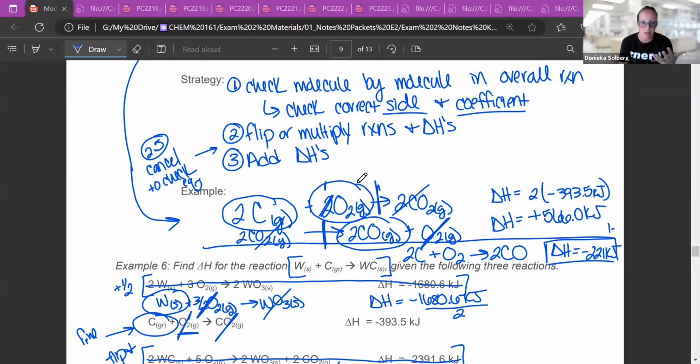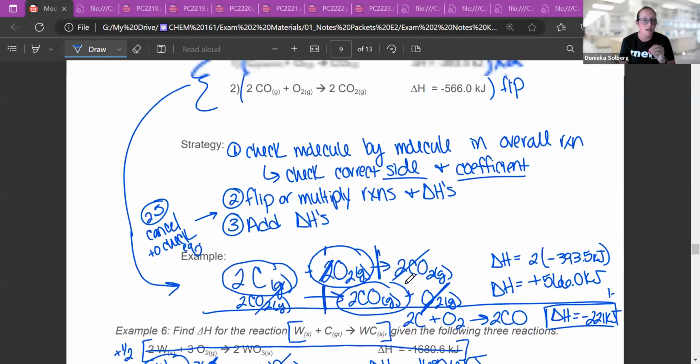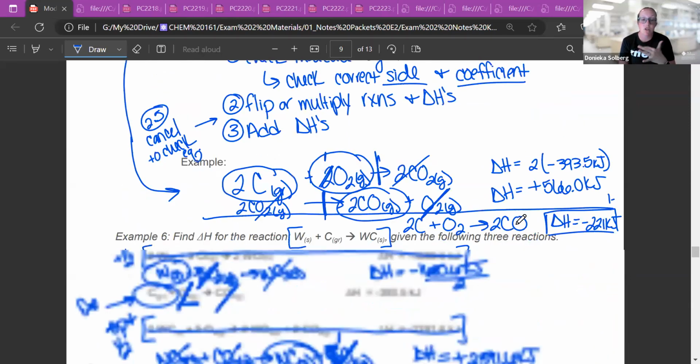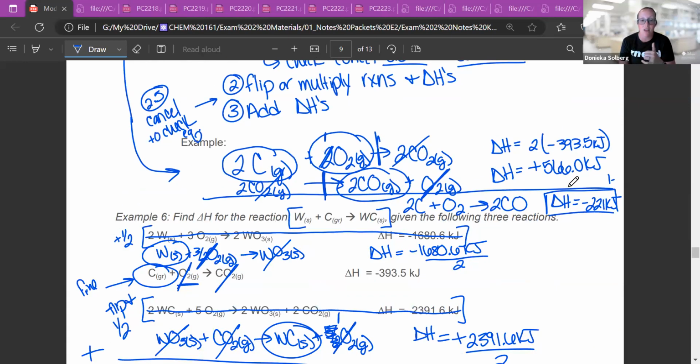So what am I left with? I am left with 2 carbon graphites plus 1 oxygen makes 2 CO. So I got 2 COs down here. Notice this equation now, once I've smushed everything together, actually gives me my overall reaction that I was looking for. That's like my double check. So if this is correct, then that means I can just add these values together. So 2 times negative 393.5 plus 566.0 gives me negative 221 kilojoules. So this is the answer for this equation.